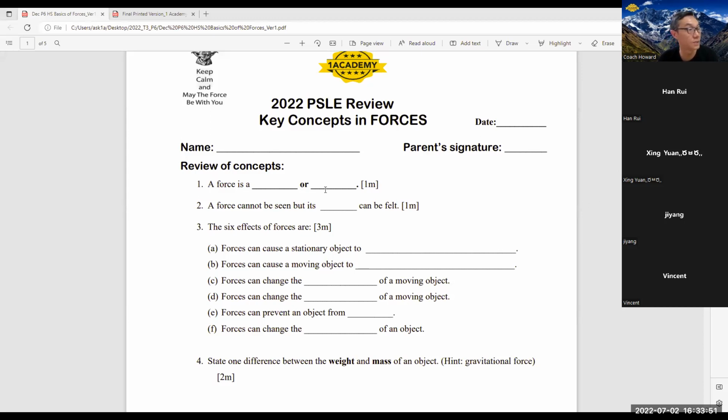Okay, a force is a push or pull. So you should write the answer, push or pull. A force cannot be seen, but its effects can be felt. Okay, next. Continue, next question.